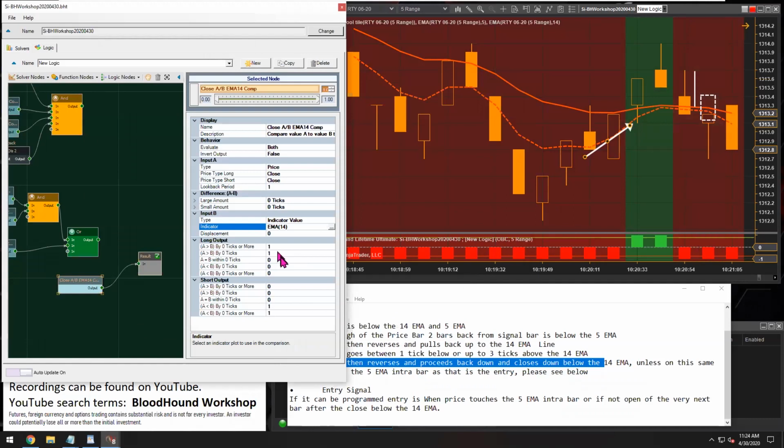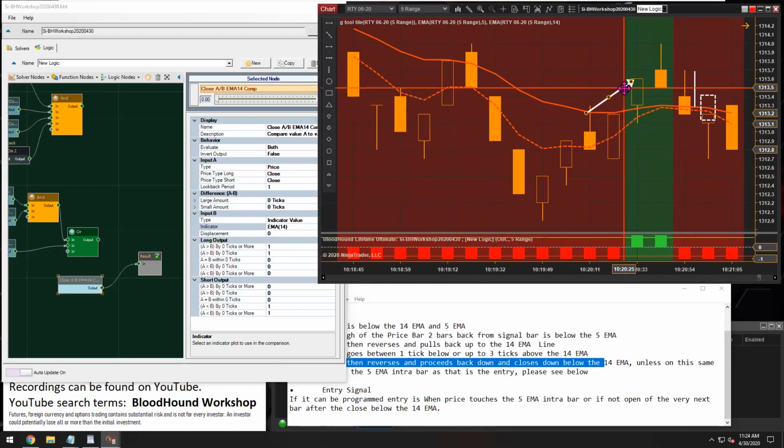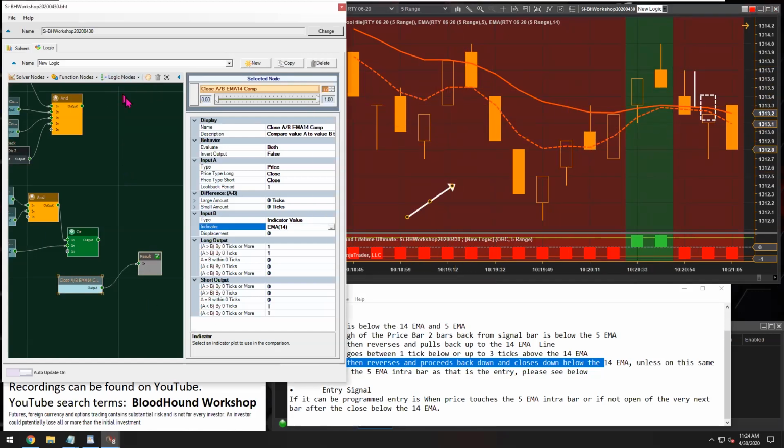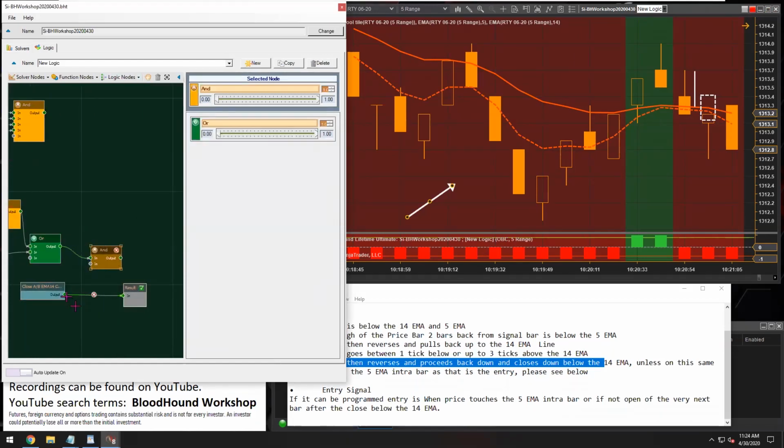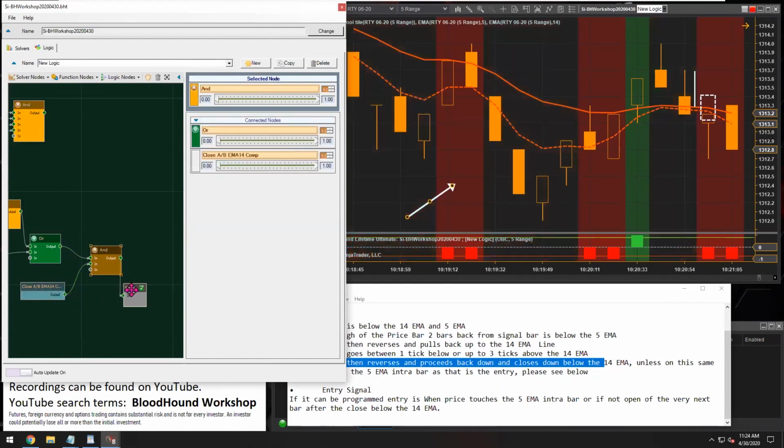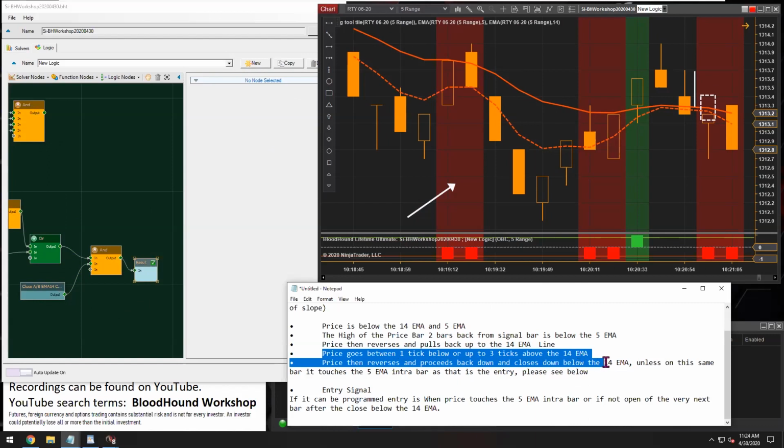There we go. For a short, we want A to be less than B. In other words, we want the closing price to be less than our EMA. The close of this bar is above the EMA, the close of this bar is above the EMA, and all these other closing prices are below. So let's grab another AND node and connect these all up. Here's both of these rules so far.